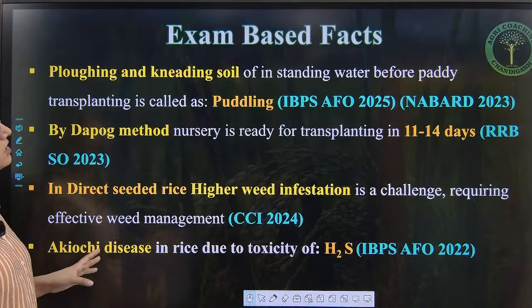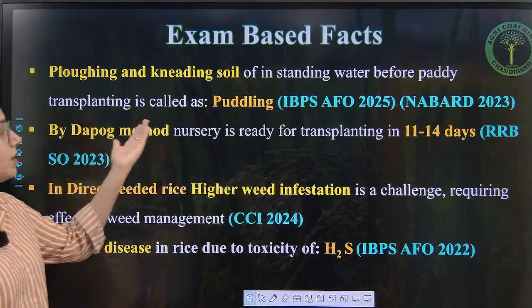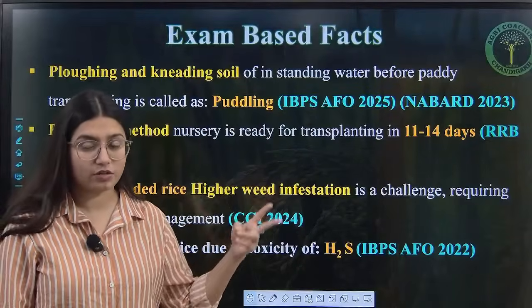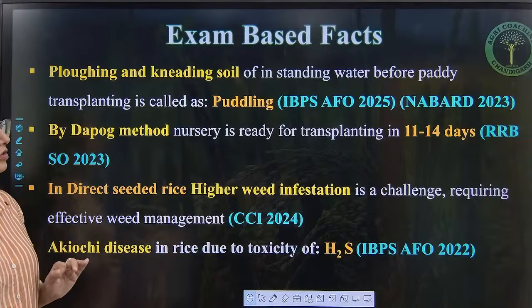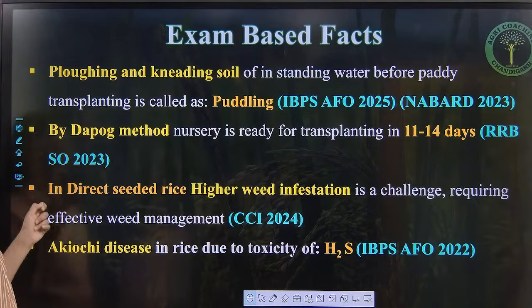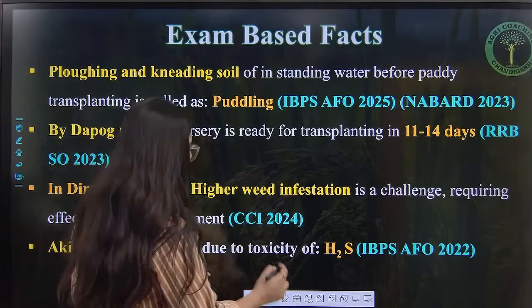Next, plowing and kneading soil in the standing water before paddy transplanting is called puddling. It was asked in AFO 2025, NABARD 2023, and I've already explained what puddling is. By the Dapog method, nursery is ready for transplanting in 11 to 14 days, RRBSO 2023. In direct seeded rice, high weed infestation is a challenge requiring effective weed management. It was asked in CCI 2024.